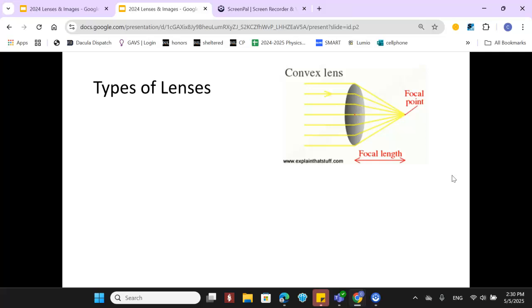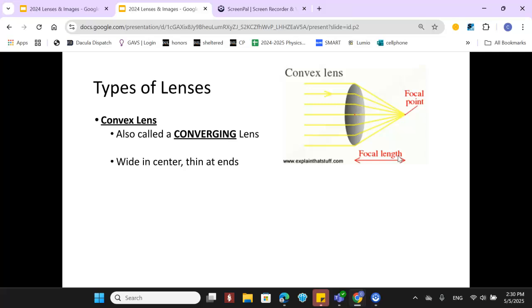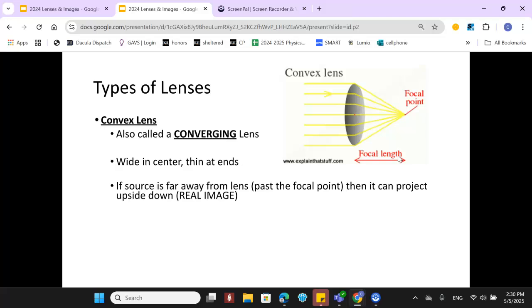Okay, so some types of lenses we have convex, which you saw yesterday in the lab. You'll notice that with this convex lens, the light comes through and then it reaches a focal point, which means it has a focal length. It's also called a converging lens. So convex, converging, they both start with C-O-N-V. They sound the same. They are the same. It is wide in the center and thin at the ends.